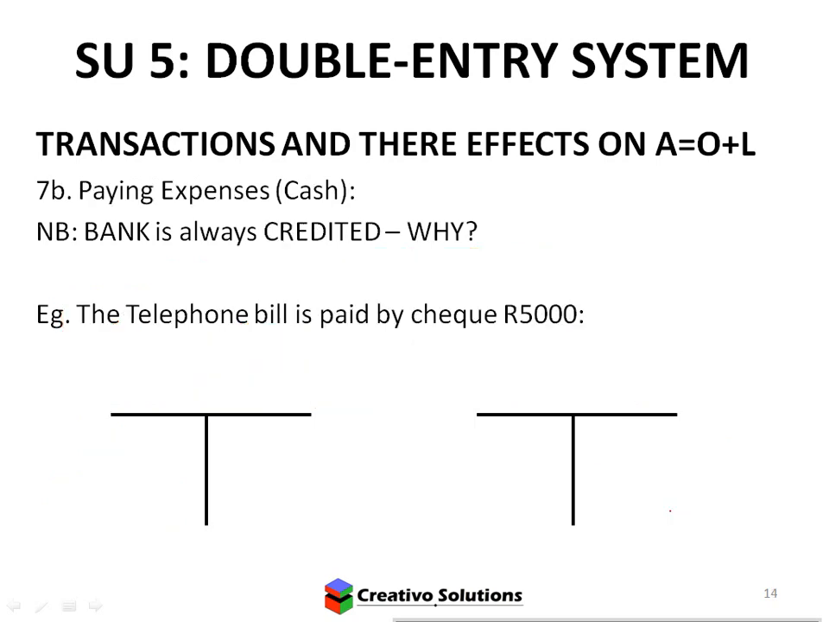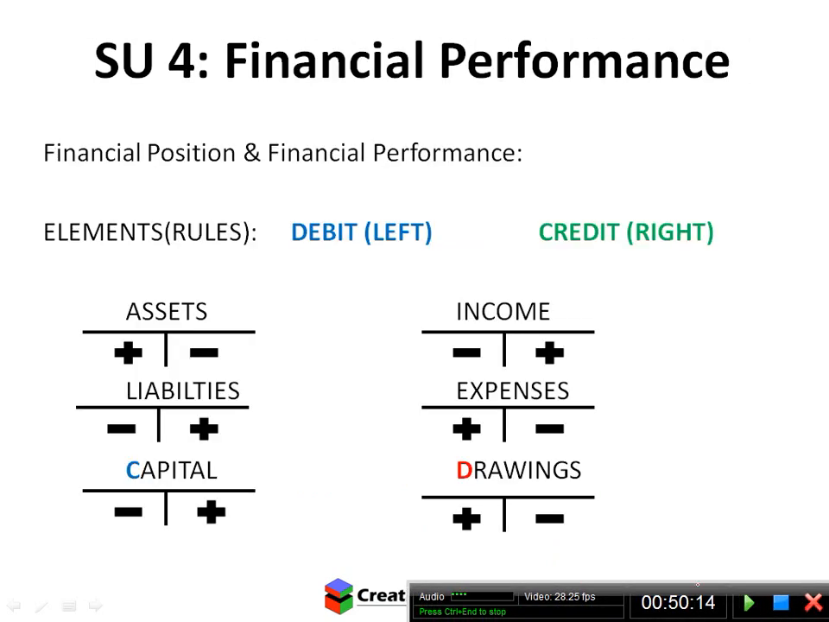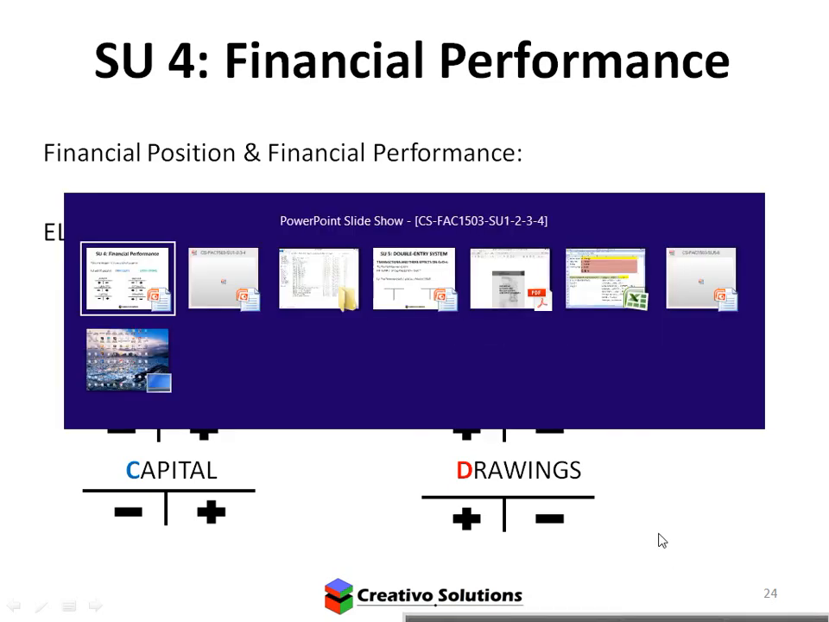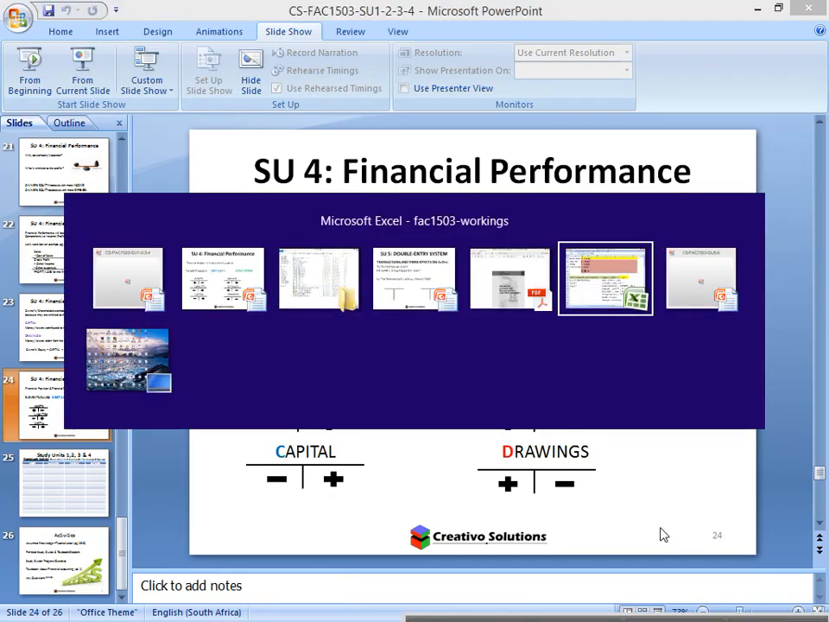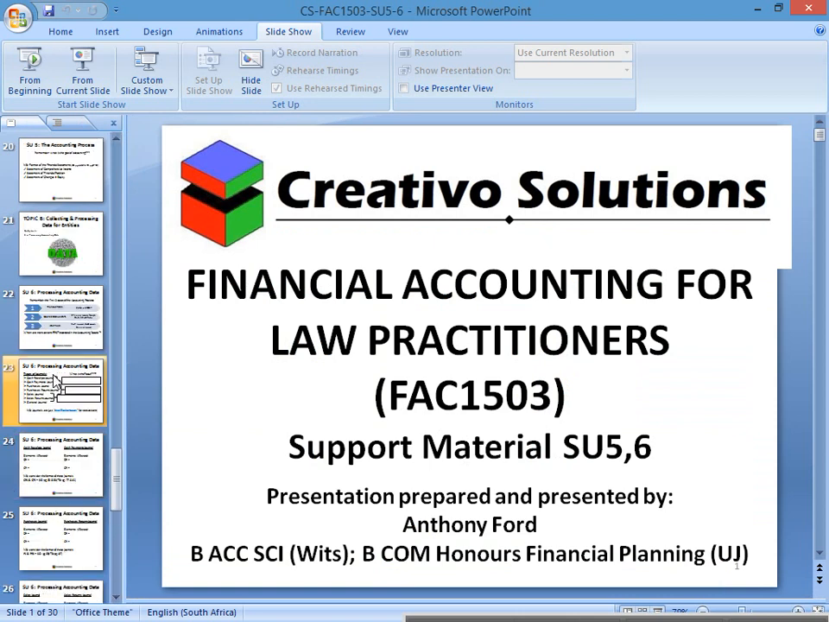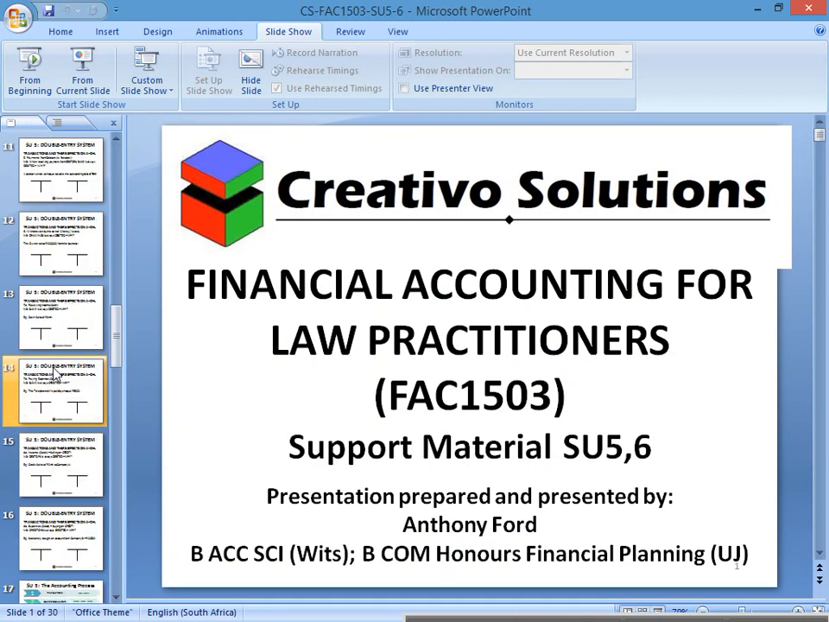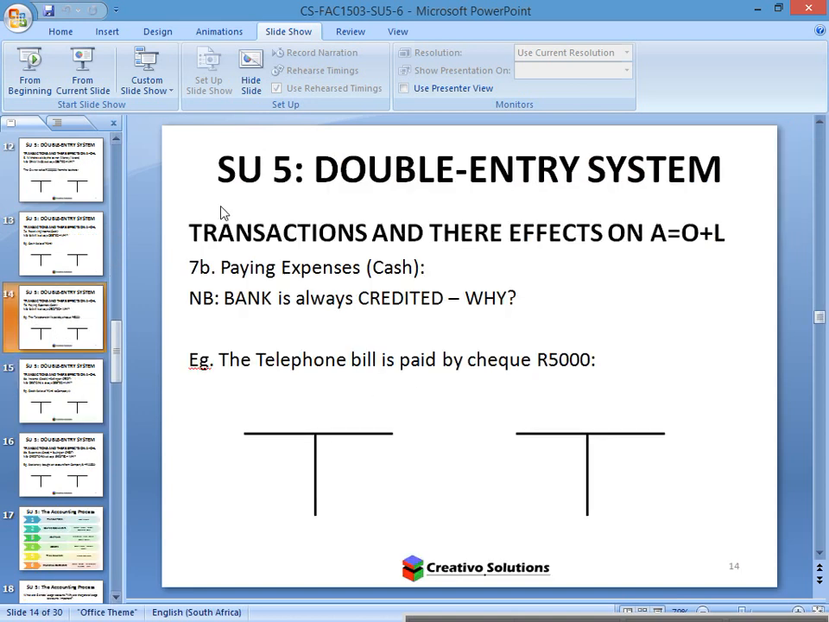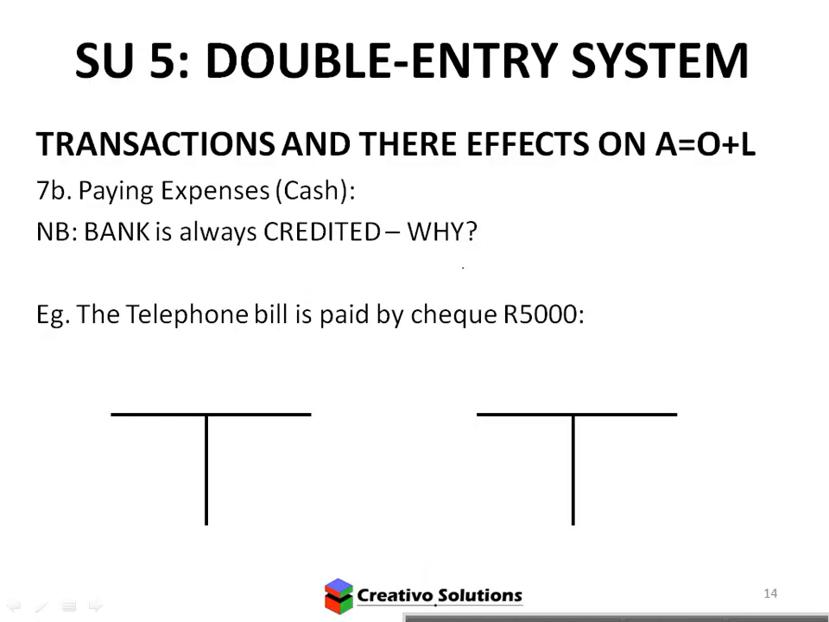Right, next bit. Let me ask you to try this one on your own. I've been doing quite a few. Take a minute or two to see if you would be able to analyze and interpret this transaction. Okay, so we were looking at, oh sorry, I changed the slides. 7B, that's the one. The telephone bill is paid by check.